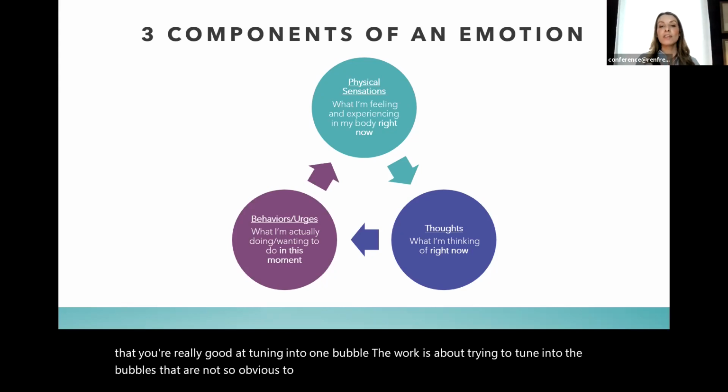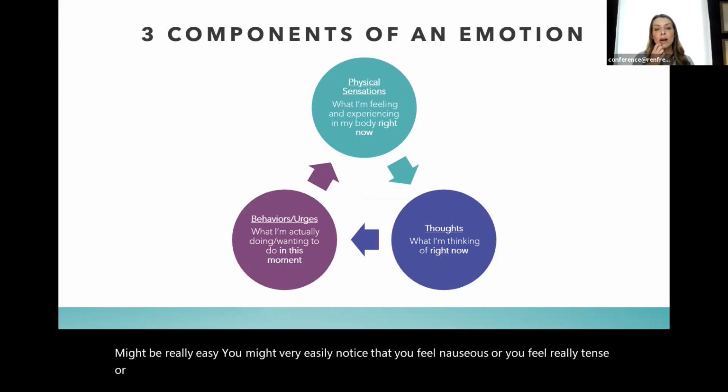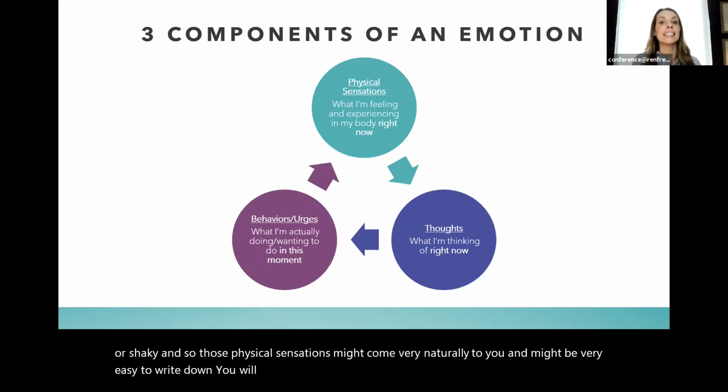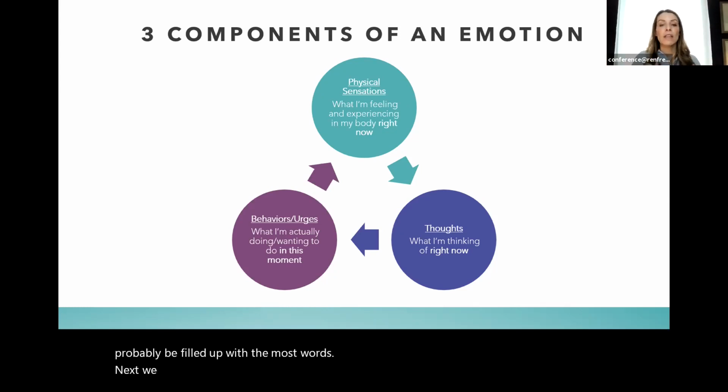So for some of you, the physical sensations might be really easy. You might very easily notice that you feel nauseous, or you feel really tense or shaky. And so those physical sensations might come very naturally to you and might be very easy to write down. You will know what component is easiest for you because that bubble will probably be filled up with the most words. Next, we want to really try to focus on the thoughts.